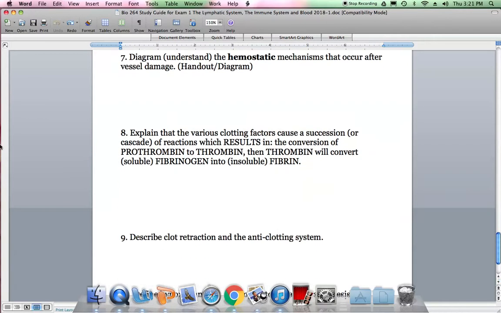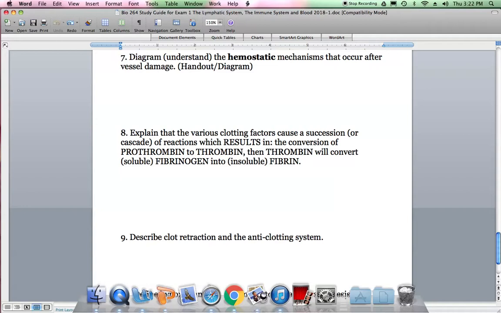And then number 9 is describing clot retraction and the anti-clotting system. Both 8 and 9 are very well illustrated in that short animation that I put within your study module for lecture exam 1. It's only a couple of minutes long. You can watch it over and over. He very clearly describes these processes, starting with platelet aggregation, and he even goes through the process of clot retraction and the anti-clotting system. So please be sure to watch that so that you can understand all of those processes.